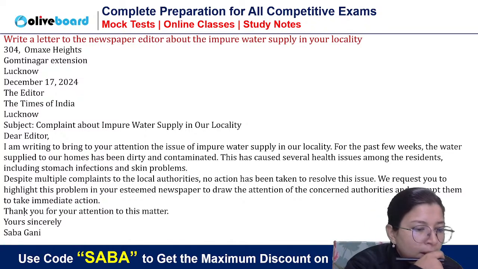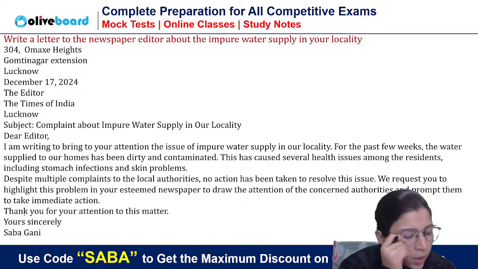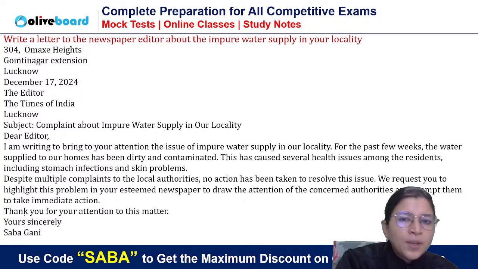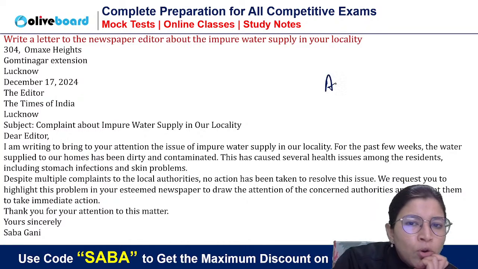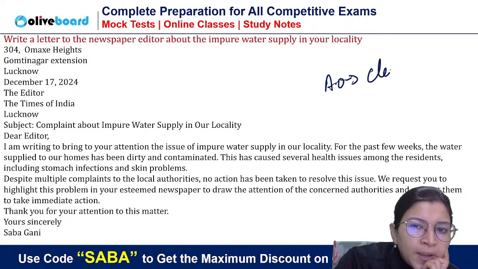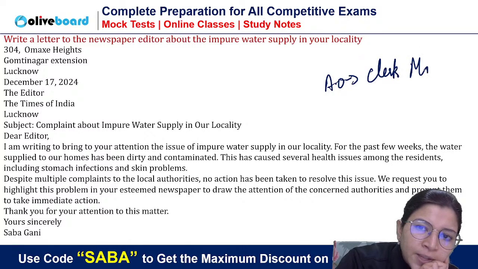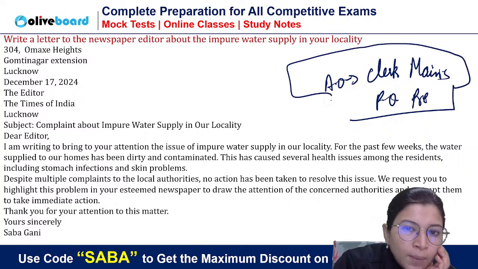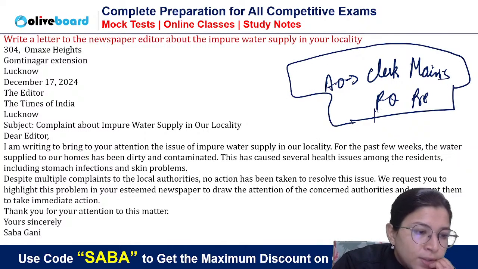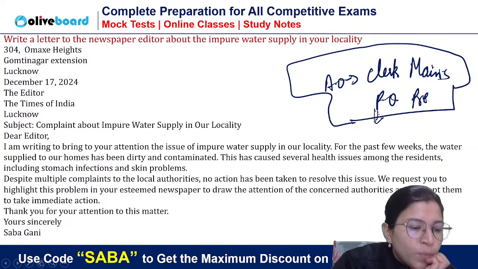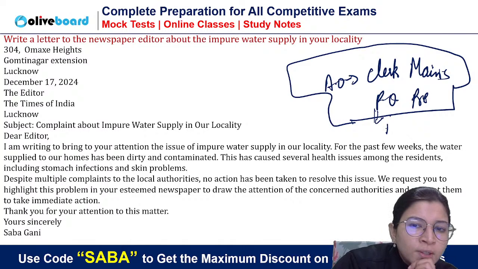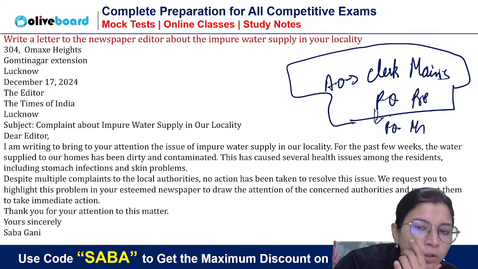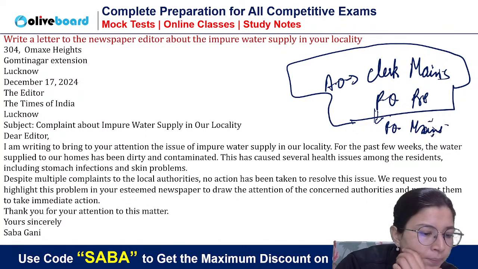The level of the exam has gone up, so the AO will come out fairly decent. See what I am expecting for AO: I am expecting clerk mains level and PO pre-level. This is the level I'm expecting for AO. Now look, sometimes a few questions can be, see, the entire paper generally is going to be of this level, but a few questions can be of PO mains also. Okay.